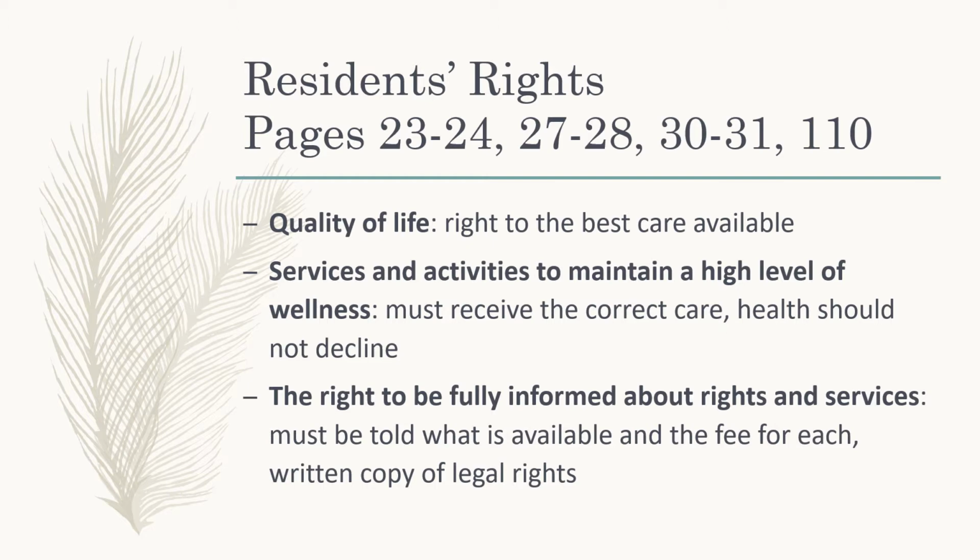Quality of life is the right to the best care available. It includes dignity, choice, and independence. Services and activities to maintain a high level of wellness. They must receive the correct care, and their health should not decline as a direct result of the facility's care. The right to be fully informed about rights and services. They must be told what is available and the fee for each, and receive a written copy of legal rights. Legal rights must be explained in a language they can understand, and residents must be given contact information for state agencies relating to the quality of care, such as ombudsmen, which we'll talk about a little later.